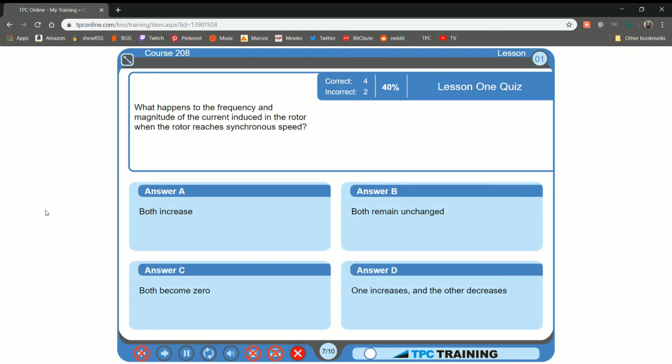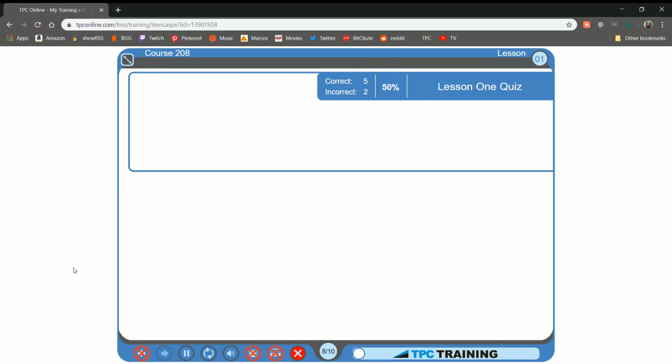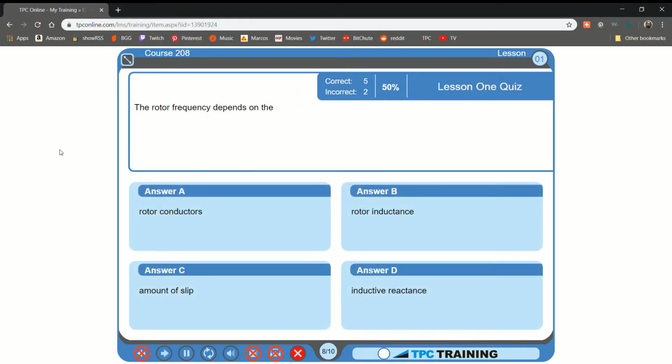What happens to the frequency and magnitude of the current induced in the rotor when the rotor reaches synchronous speed? A. Both increase. That is correct. The rotor frequency depends on the A. Rotor conductors, B. Rotor inductance, C. Amount of. That is correct.